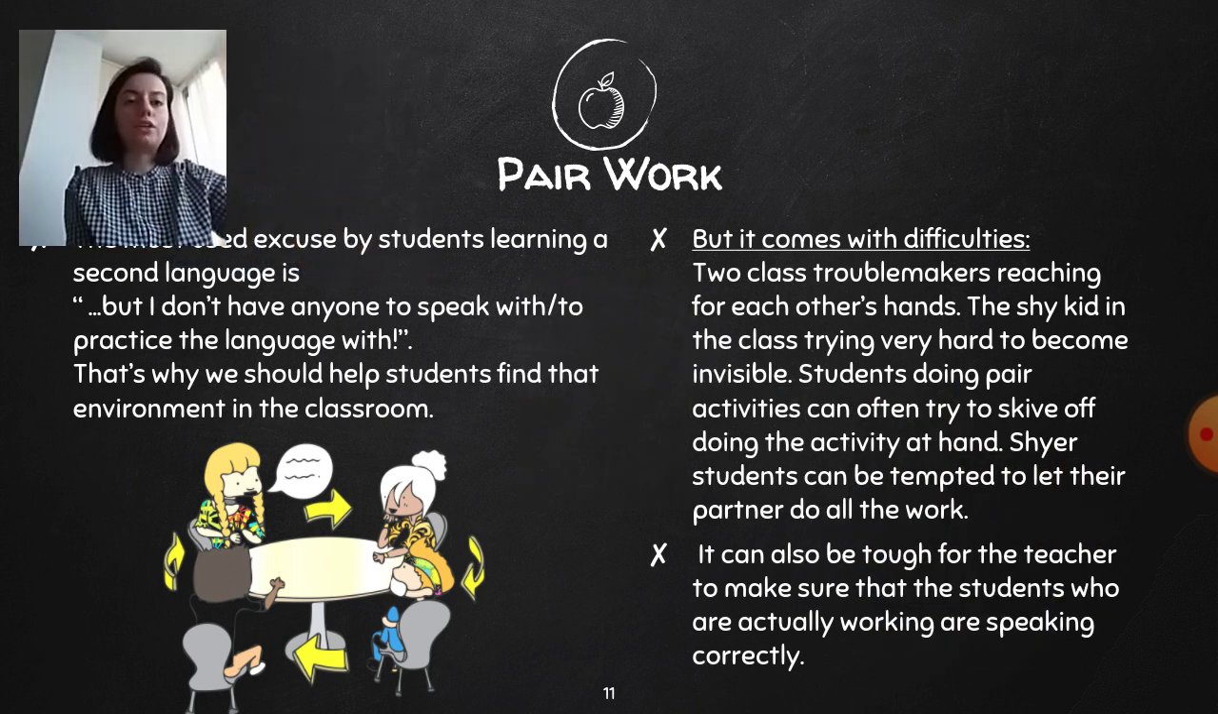Two class troublemakers reaching for each other's hands, the shy kid in the class trying to become invisible. We all know that students like to work with their friends in a pair work. And students doing pair activities can often try to skip off doing the activity at hand. Shy students can be tempted to let their partner do all the work, and it can also be tough for teachers to make sure that the students who are actually working are speaking correctly.